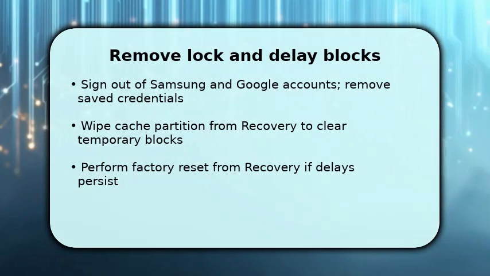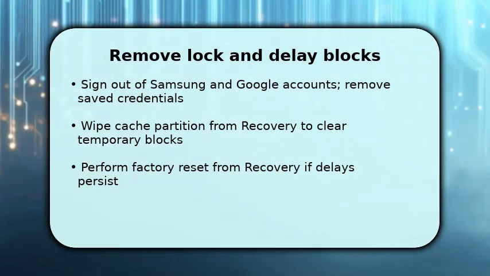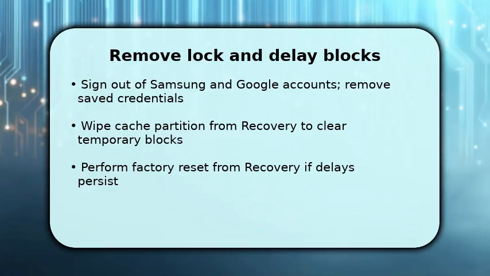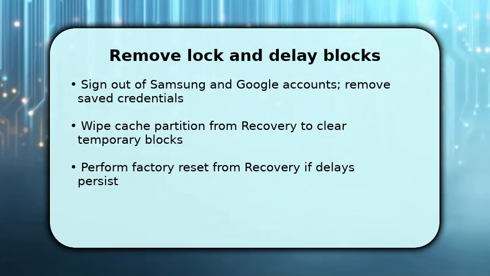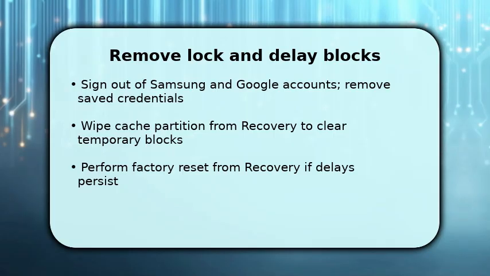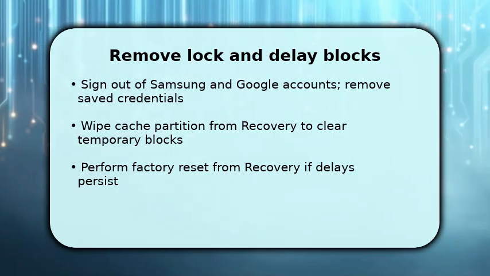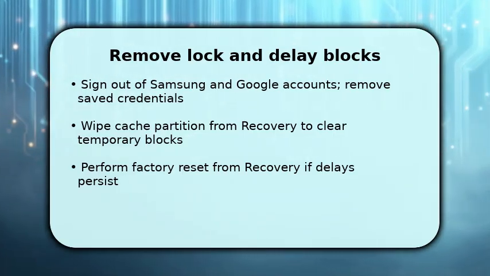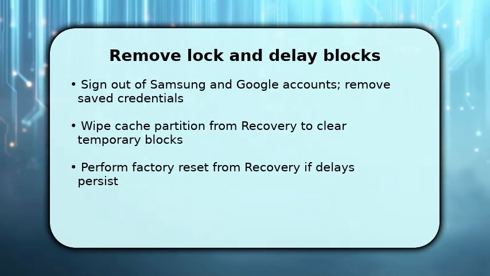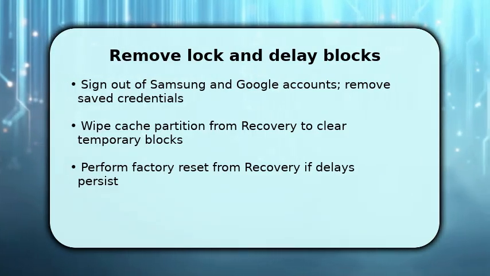You now remove account bindings and clear system caches to eliminate security delay triggers. First, sign out of Samsung and Google accounts and remove saved credentials. This prevents FRP hold. Then reboot into recovery and wipe the cache partition. This clears temporary security flags.